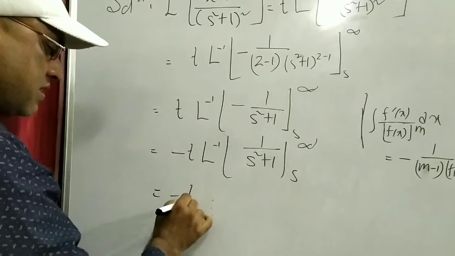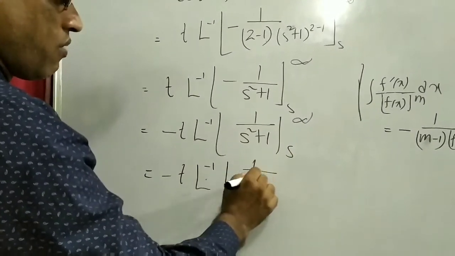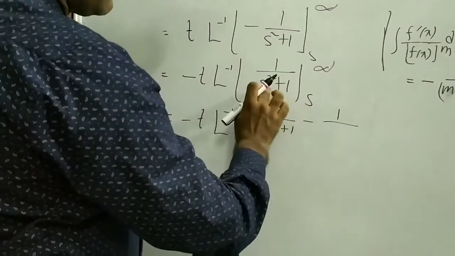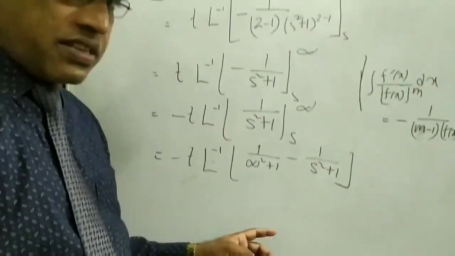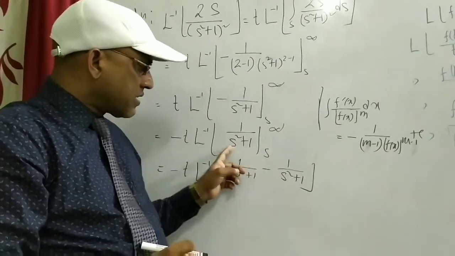So minus t remains the same, L inverse remains the same, putting the upper limit, 1 by (infinity square plus 1), minus, the lower limit where s equals s, 1 by (s square plus 1). We get this one. This line is clear. Just put infinity here and next put s equal to s.